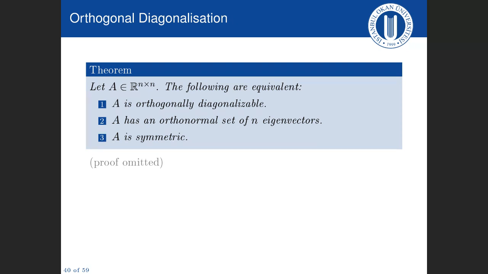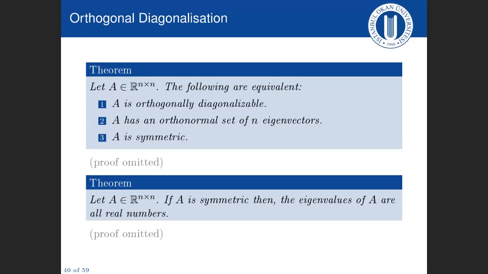I'm not going to prove this. You can look it up in a textbook if you want. Another theorem I'm not going to prove is this one. If A is an n by n square matrix, and if A is symmetric, then the eigenvalues of A are all real numbers.